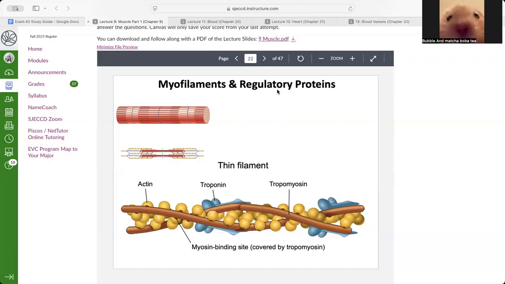So calcium, we draw it out. Calcium comes in, takes this guy, and then boom, it comes out. Tropomyosin moves, the myosin heads go in, bind to the sites, and then the muscle starts contracting. Very important. Okay, let's keep going.